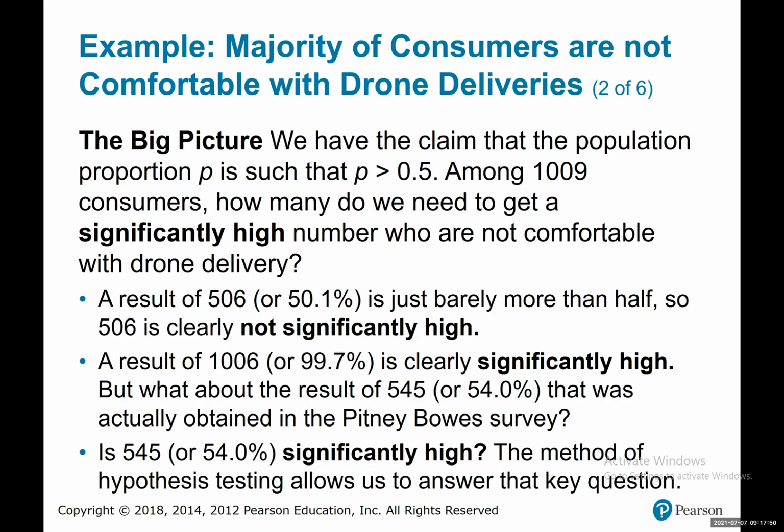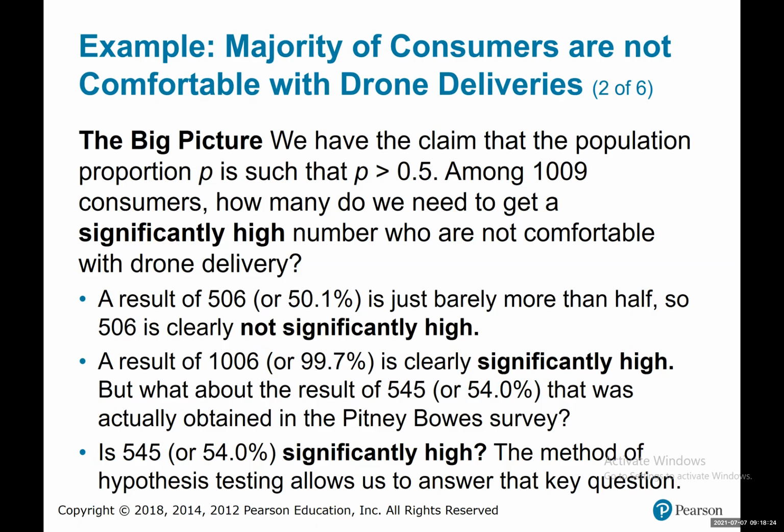The big picture: we have the claim that P, the population proportion, is greater than 50%. We make a claim about the population, and then we use that claim supported by our sample, that among 1,009 people, 54% said they're not comfortable. We want to know if that's significantly high, and we're going to use our calculator for that. And we're going to get to p-values.